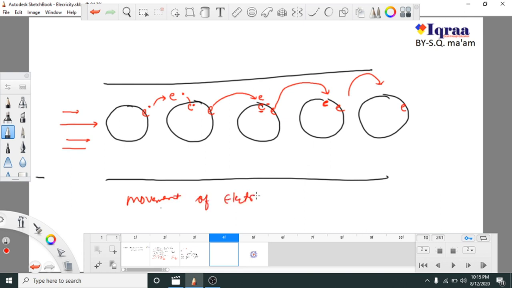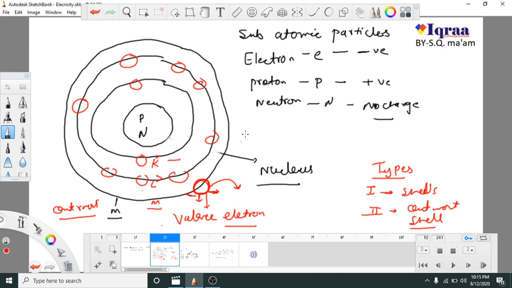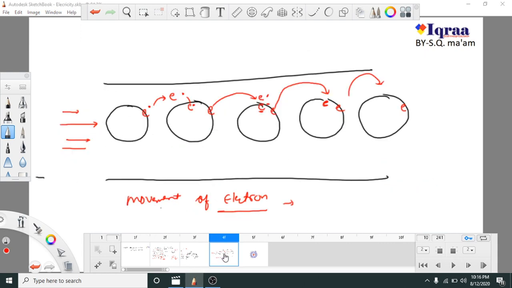But with the help of electric charge, because the electron is not alone. We know that the electron has negative charge, we know Coulomb. So here the electron is moving from one atom to another atom, one atom to another atom, by the help of force.